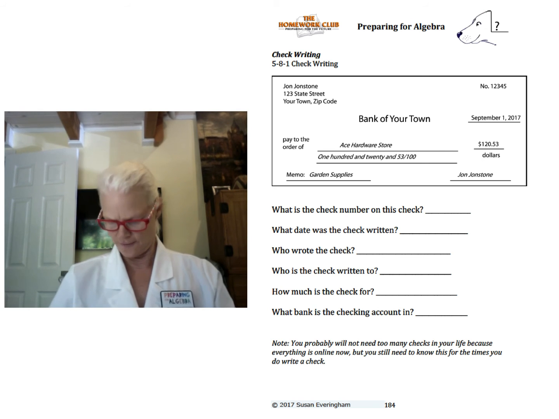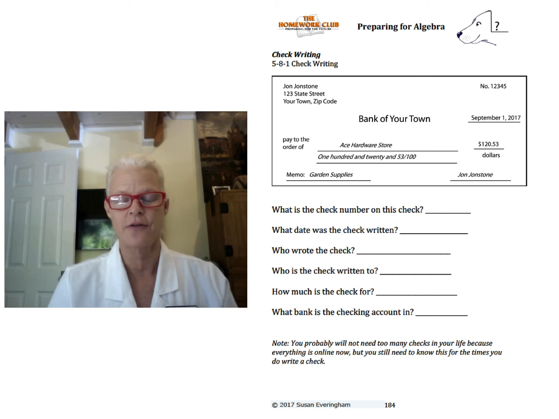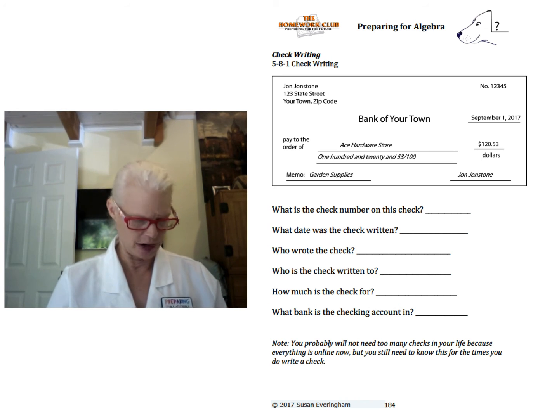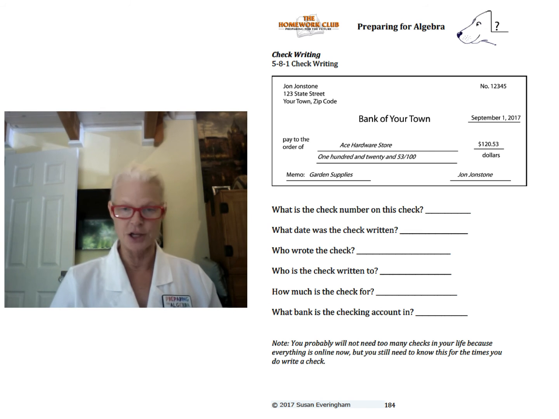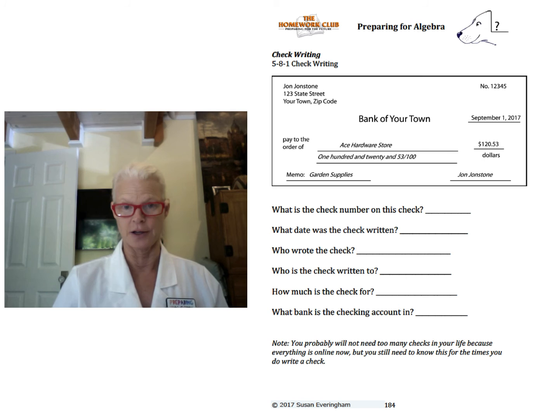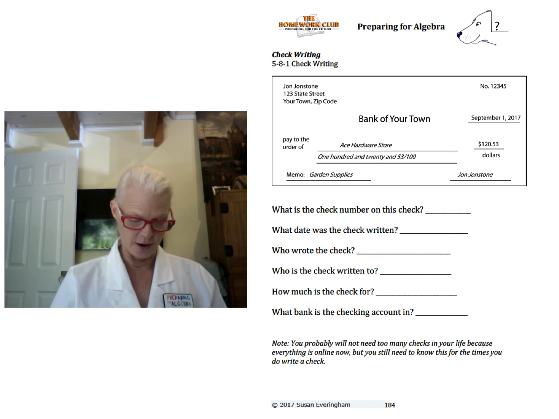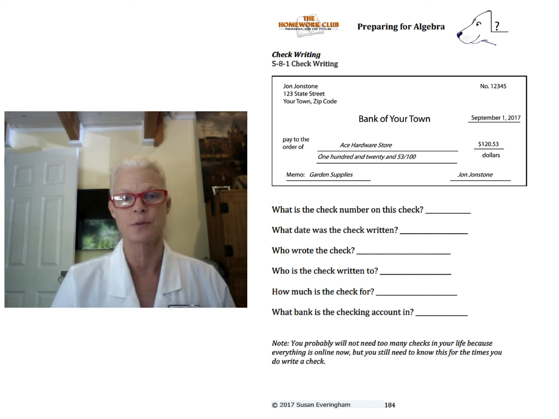Page 184 and page 185 is check writing. And I've got a little note at the bottom of page 184. I'm going to read it to you. You probably will not need too many checks in your life because everything is online now. But you still need to know this for the times you do have to write a check.